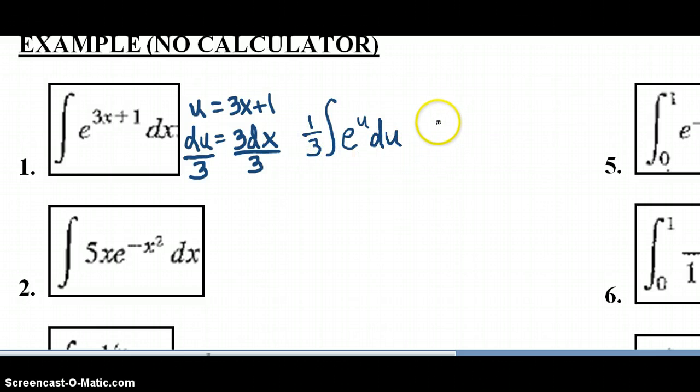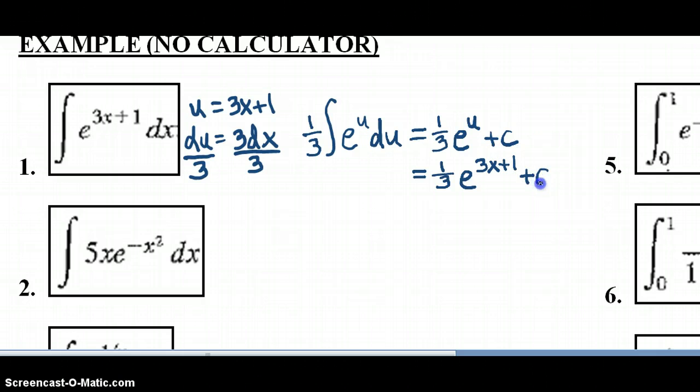And now we can use our simple integration rule. So this integral is going to be equal to 1/3. The integral of e to the u du is e to the u, and then plus c. But our original integral was in terms of x's, so we are going to rewrite this by resubbing back what we called u to get our final answer. 1/3 e raised to the 3x plus 1 power plus c.